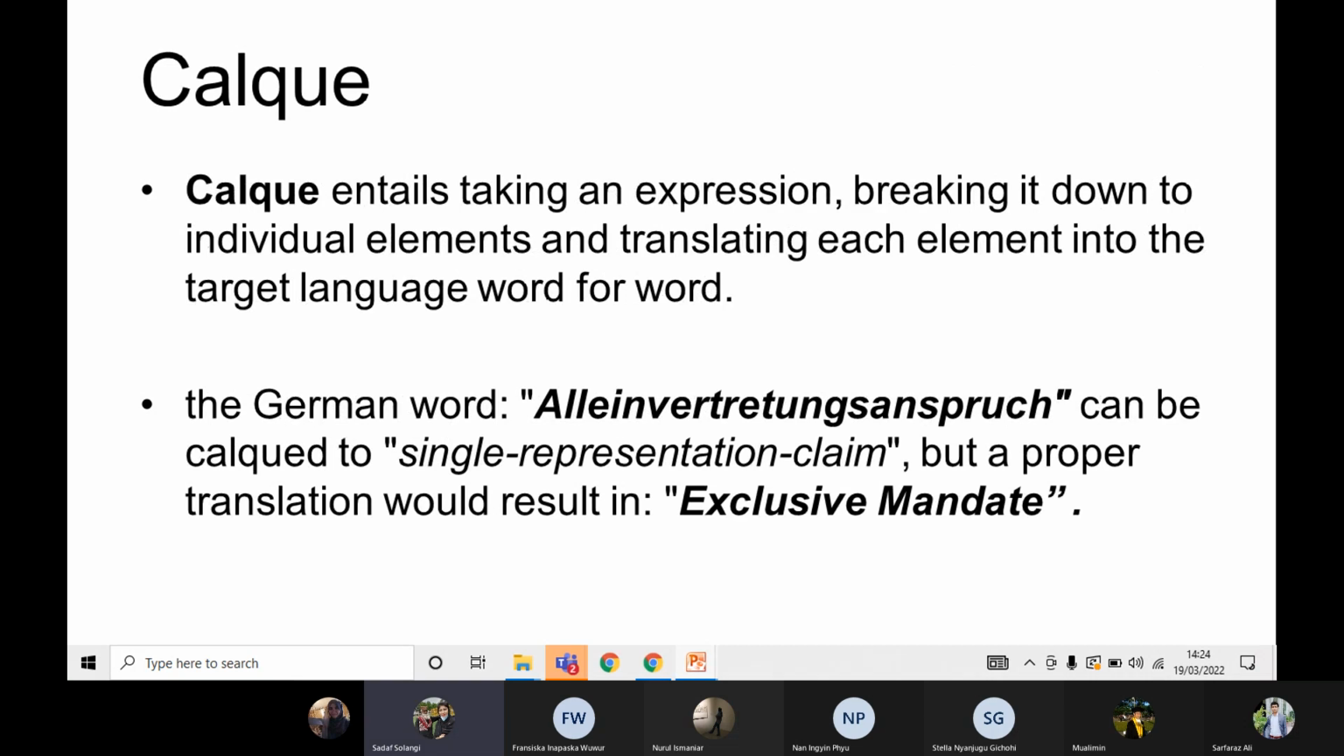So we have calque. Calque entails taking an expression, breaking it down into individual elements, and translating each element into the target language word for word. The German word we have is quite difficult to pronounce, but I have put in my effort to pronounce it. It can be translated as "single representation claim," but a proper translation would result in "exclusive mandate." Okay, so this was the example.